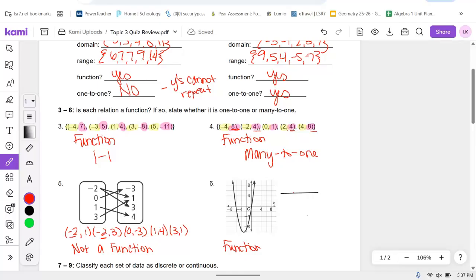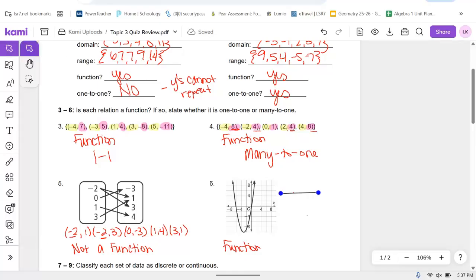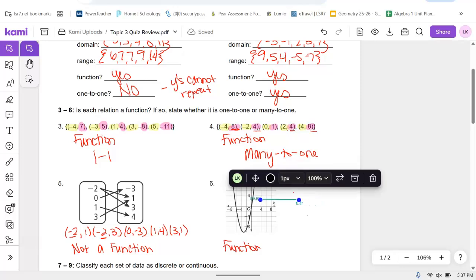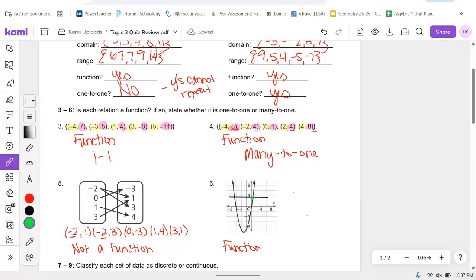Now, let's test to see if it's one-to-one. One-to-one, you just want to look for the horizontal line test. You can also see that it has the same y values in multiple places. But you go here and here, it crosses at the same time. So it's many-to-one.